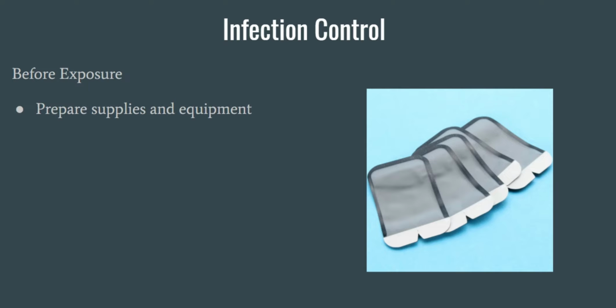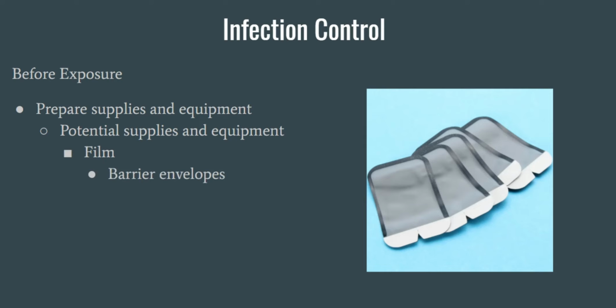Some additional before exposure measures. You want to prepare the supplies and equipment. What potential supplies and equipment will we have? You want to make sure you have everything in the room so that you don't have to deglove and leave the room to gather more supplies and equipment. So things you might potentially need: the film or your sensor, your PCP plate, whatever receptor you're using. The barrier envelopes or the sensor cover to go along with it. Your film holding device. Cotton rolls.